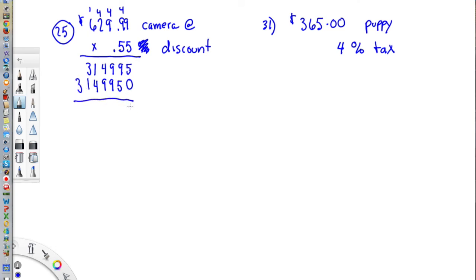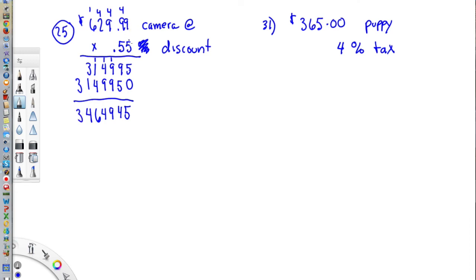We add the 5 and 0, we get 5, 9 and 4, we get 14, carry the 1, and then we get 1 and 9 is 10, plus the 9 is 19, carry the 1. 1 and 4 is 5, and 5 and 9 is 14, carry the 1. 1 and 1 is 2, plus 4 is 6, 4 and 1 is 5, and 1 is 4, and bring the 3 down.